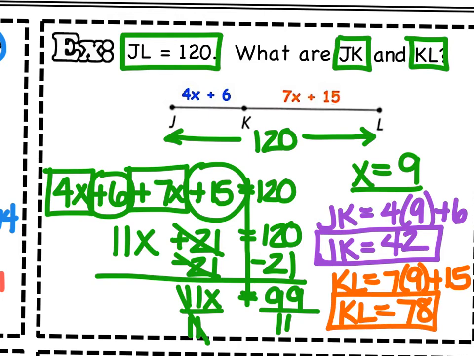Now, remember I told you in the last problem that there's a real quick way to check to make sure that your answers are correct. You want to take your 42 and add the 78 to it and make sure that it actually equals that total of 120. When I added 42 and 78, I did get 120, so I know that my value of x must have been correct.